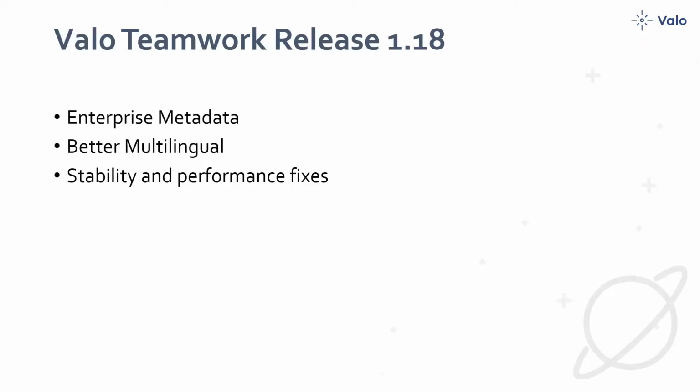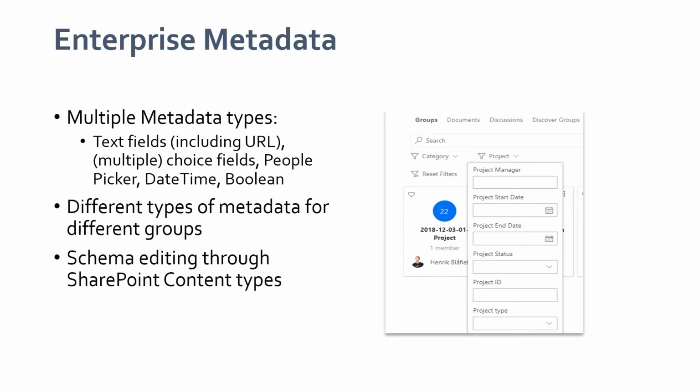The biggest enhancement that we have released with Valo Teamwork Release 1.18 is the so-called Enterprise Metadata functionality, allowing you much better control over the metadata that you have for your Office 365 groups. We have also improved greatly the multilingual capabilities within Valo Teamwork based on feedback we've heard from our partners and from our clients, and we have also delivered a big amount of stability and performance fixes into Valo Teamwork with the 1.18 release. So, going into Enterprise Metadata.